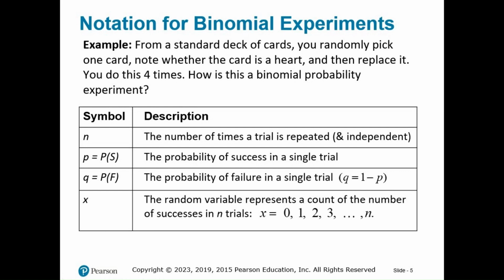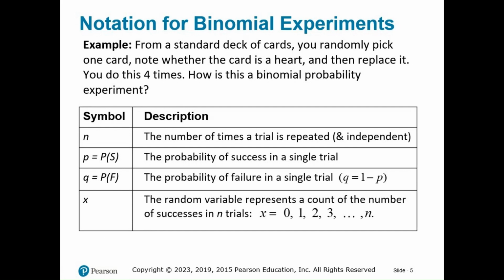First of all, the number of trials is 4, so we can name the fixed number of trials, and we can say that they are independent because the card is replaced each time, so none of the trials are dependent on anything that happened in a previous trial. We can also see that there are only 2 choices. Either a card is a heart or it isn't. Our probability for success and failure is fixed for each of the independent trials.